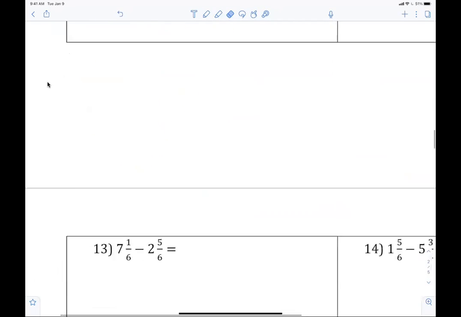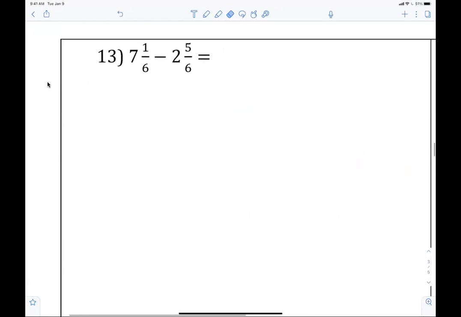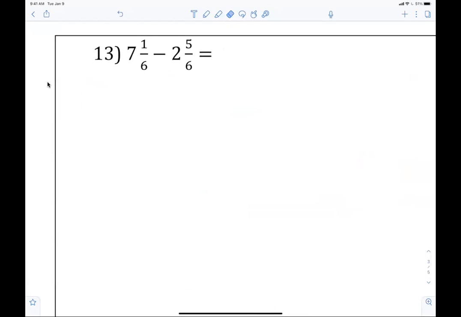All right. So let's knock out number 13 now. I want everybody to answer. Are we adding or subtracting?